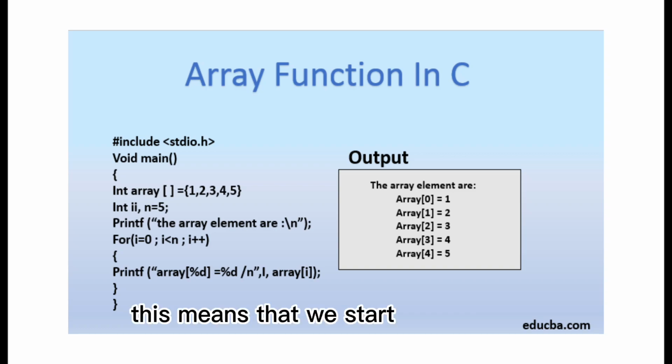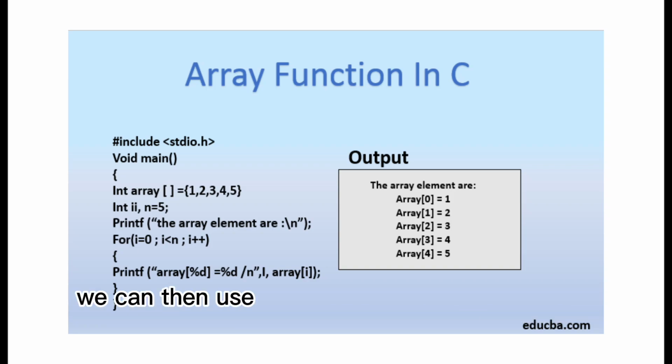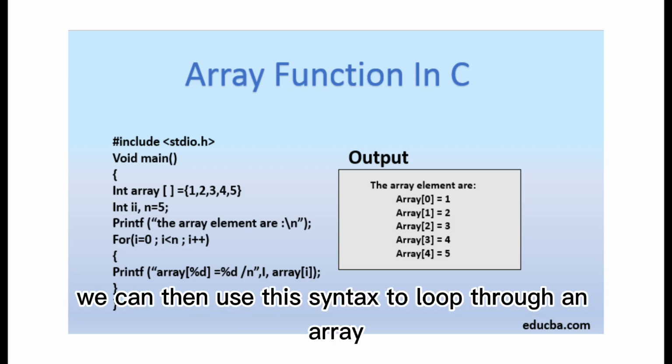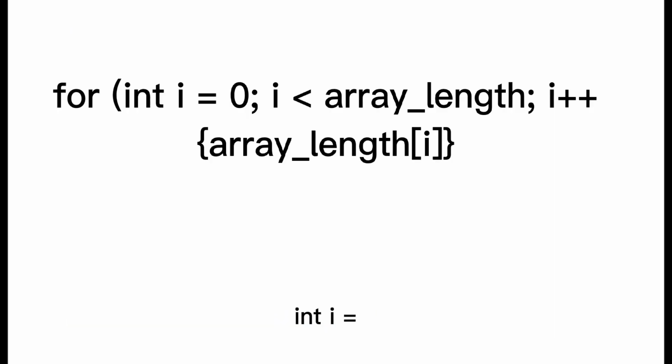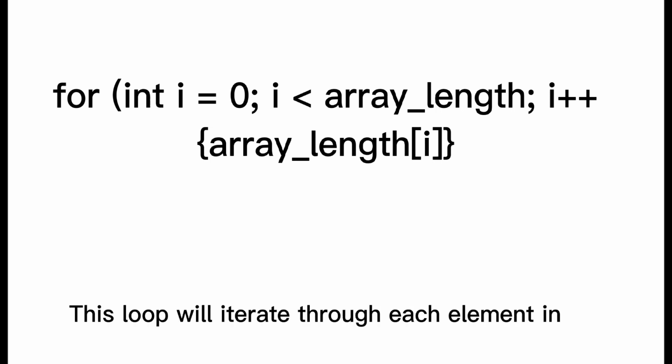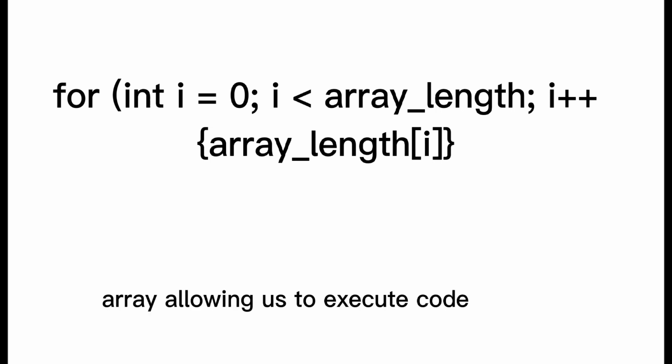This means that we start the loop at 0, and continue until it reaches 3, incrementing the value of i by 1 each time. We can then use this syntax to loop through an array, such as, for (int i = 0; i < array length; i++) { array[i] }. This loop will iterate through each element in the array, allowing us to execute code on each element.